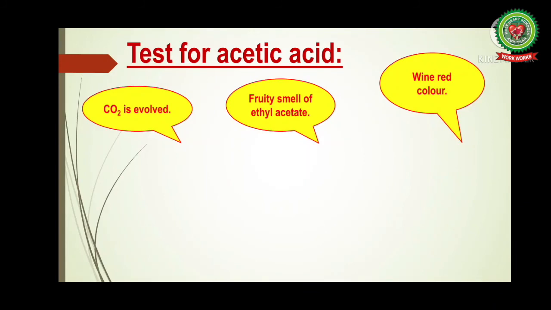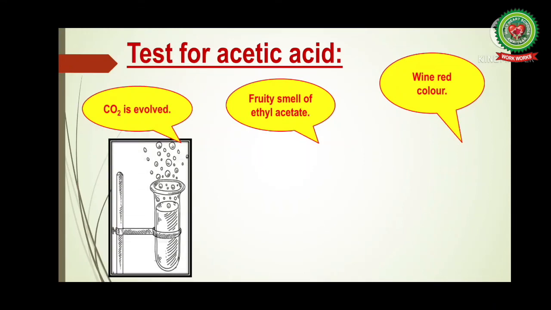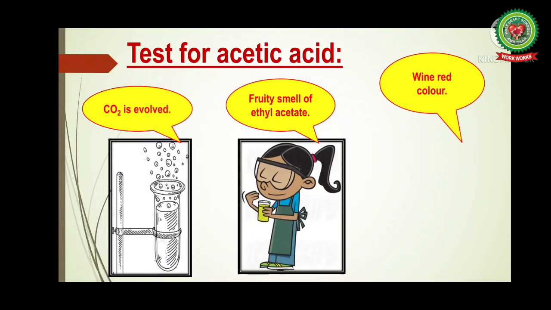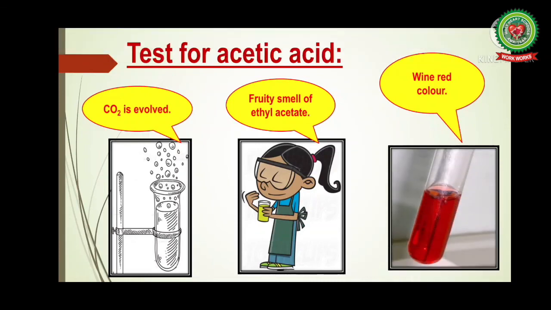On adding ethanoic acid to carbonates and bicarbonates, carbon dioxide is evolved. When warmed with ethyl alcohol and concentrated sulfuric acid, a pleasant fruity smell of ethyl acetate is produced. On adding neutral iron chloride, wine red color is produced. So, these are the various tests for detecting the presence of acetic acid.